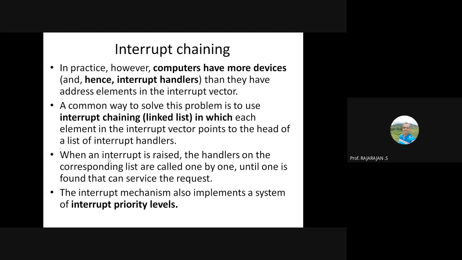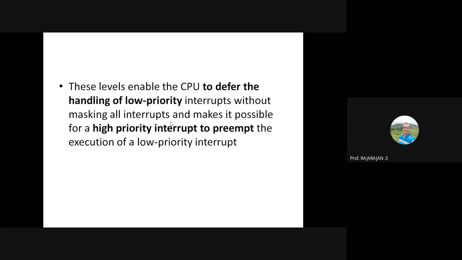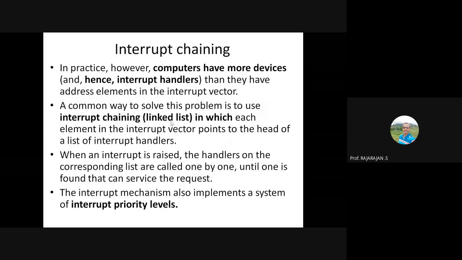One way of implementing that is using a linked list. So the various interrupt modules are linked, and when an interrupt occurs, the linked list is searched to identify the appropriate interrupt module for that particular interrupt. That is the concept of interrupt chaining.